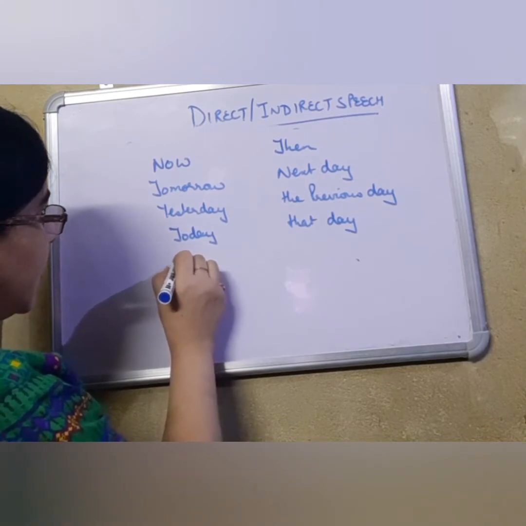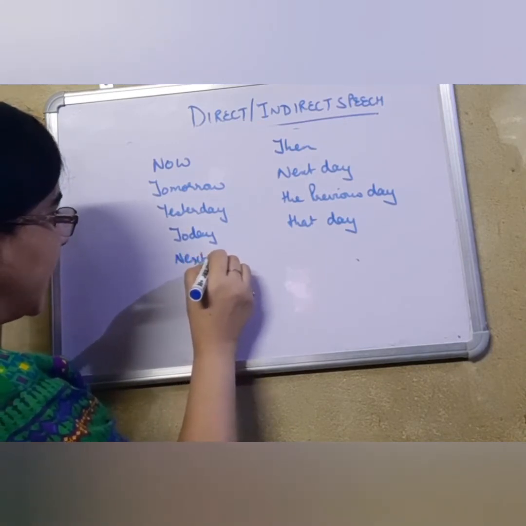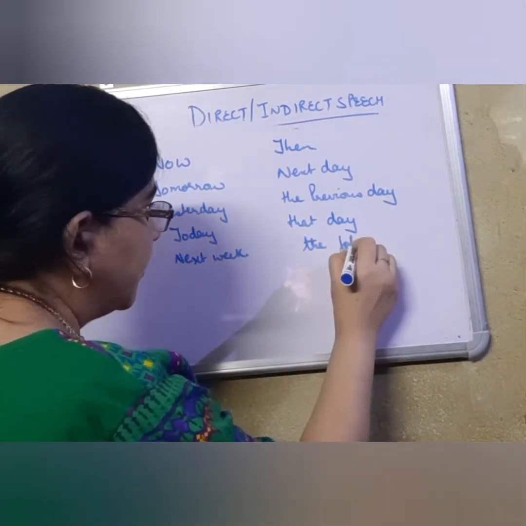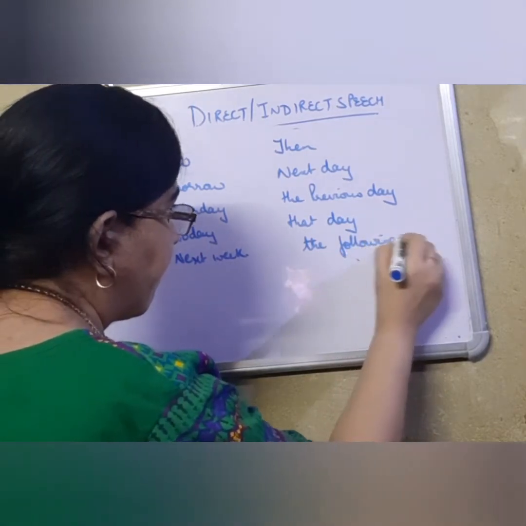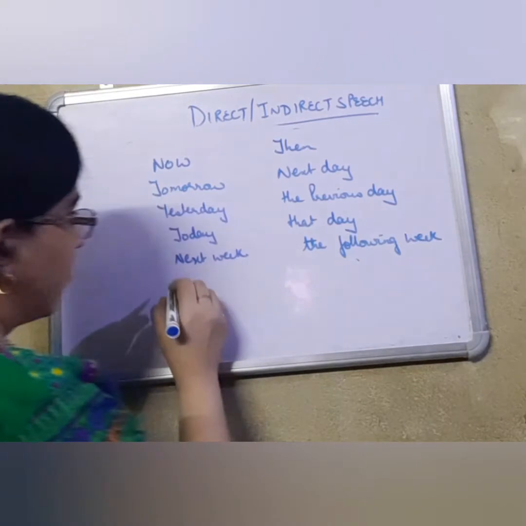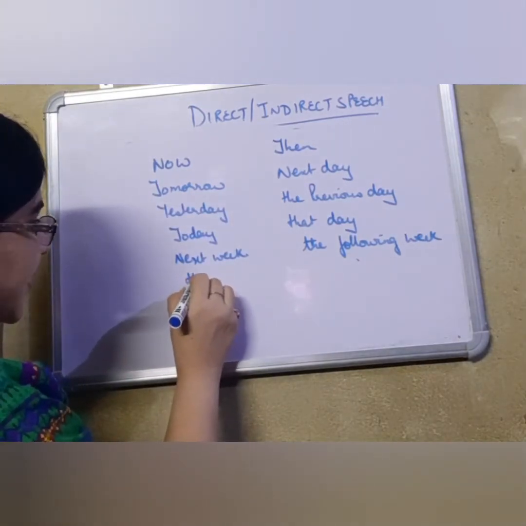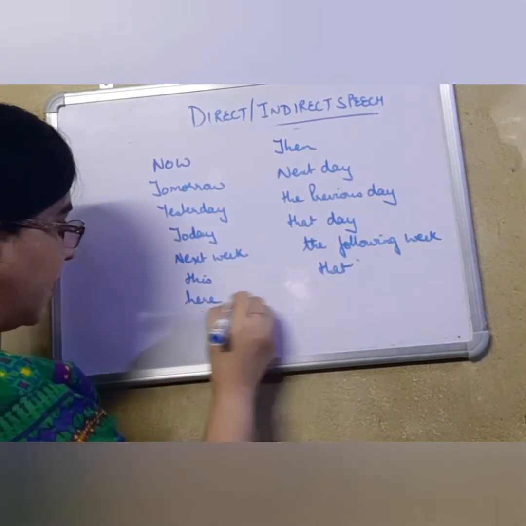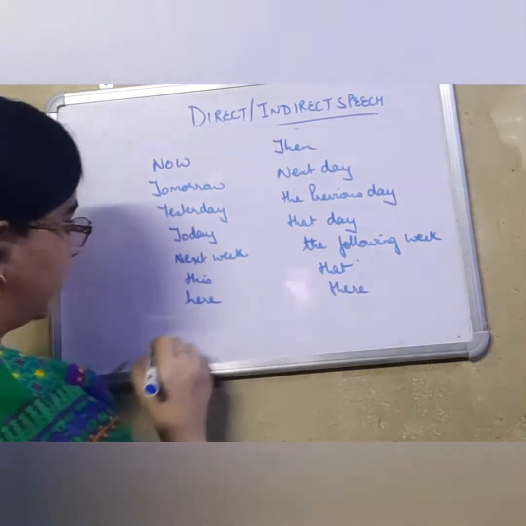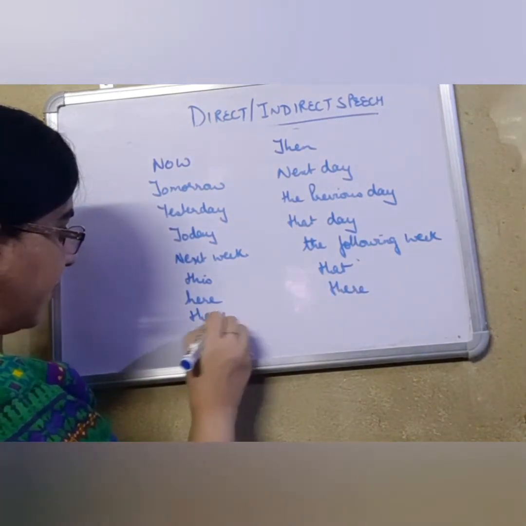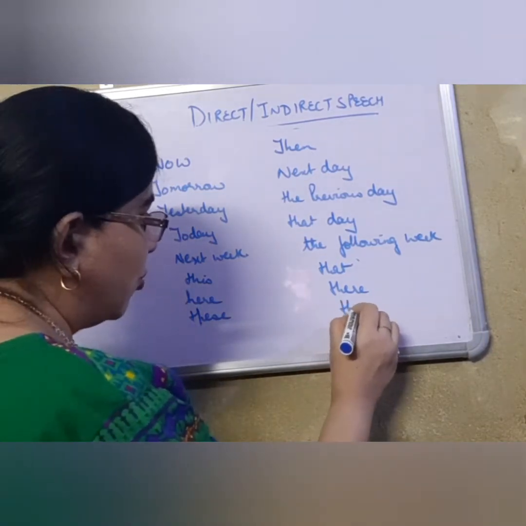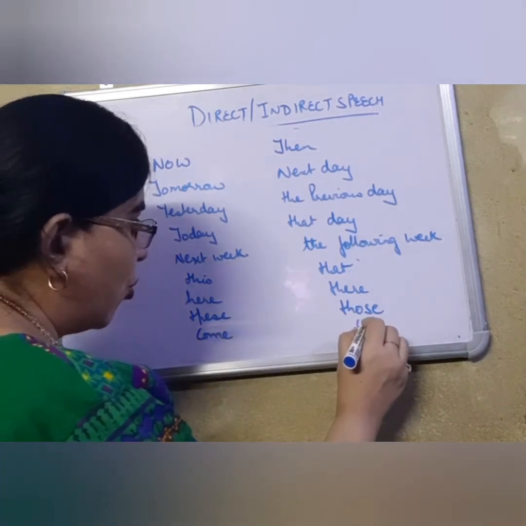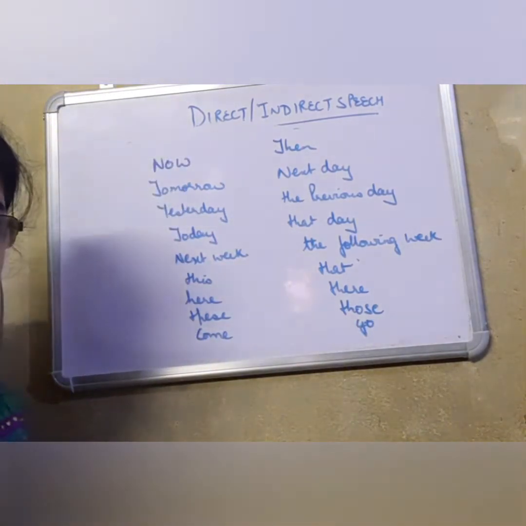After that, next week is given. You can write the following week. Then this is given, that. Here is given, it will be converted into there. These is given, you'll be converting it into those. Come is given, go. So several things have to be kept in mind.